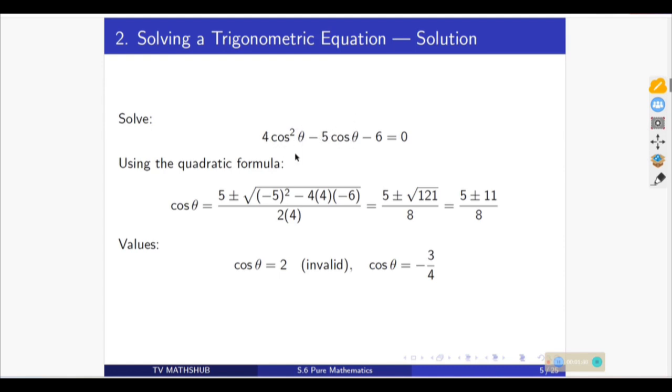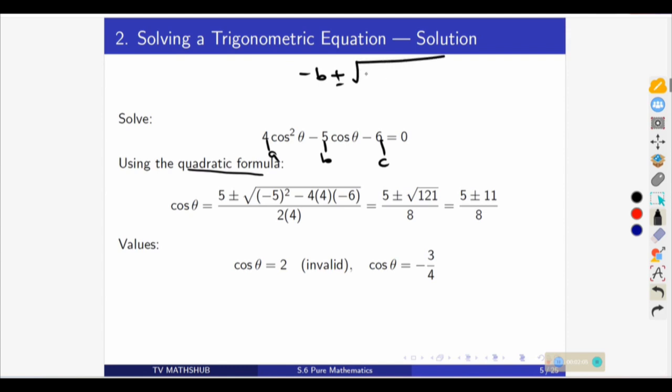So this is a quadratic equation, and we can easily solve this using any of the methods for solving quadratic equations. So using the quadratic formula, this is of course our A, this is our B, and this is our C. So for that case, we shall have cos theta equaling, by the quadratic formula, negative B plus or minus the square root of B squared minus 4AC, divided by 2A.